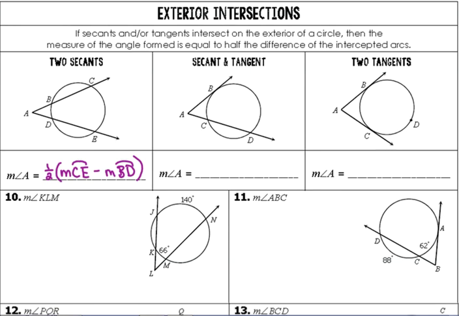A secant and a tangent, so CD is the secant, AB is the tangent. It's the same deal. It's 1/2 the measure of, in this case, arc BD minus the measure of arc BC. We could also do this with two tangents. The measure of angle A is 1/2 the measure of BDC minus the measure of BC.